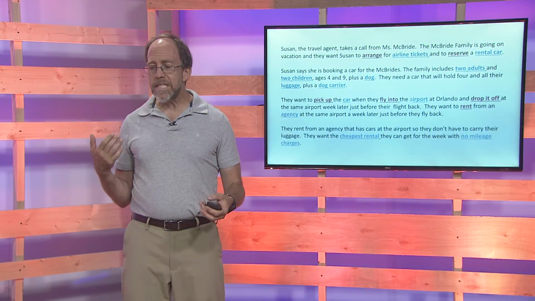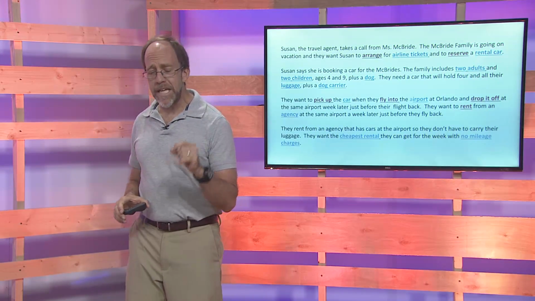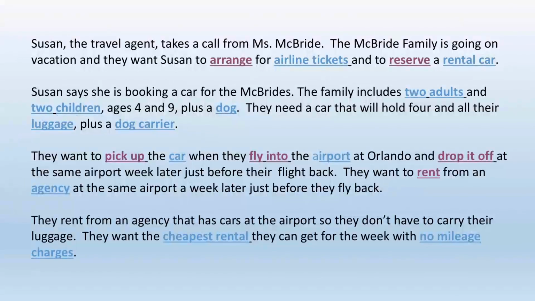So I'm going to go one step further. I'm going to start looking at the details of what we need to know. So let's look at this. One of the things that she has to do, she has to arrange for airline tickets. That tells me a very good specific of something that Susan needs to be able to do. She needs to be able to reserve a rental car.